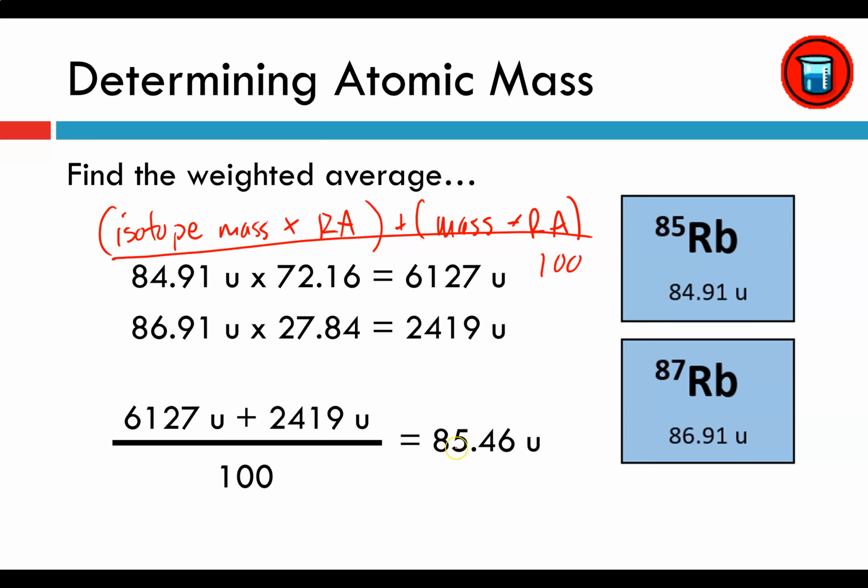But check your work, make sure it makes sense. We've got to be somewhere between 85 and 87, we are. And again, use the periodic table to make sure you've got it right. Let's try another practice problem.